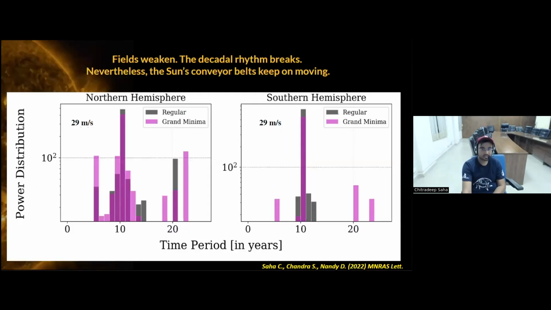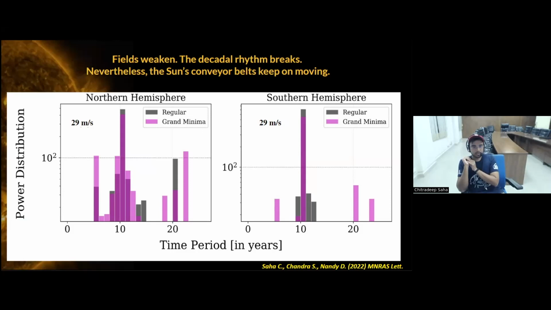And let's do that. On the left panel, the results are for the northern hemisphere. On the right panel, the results are for the southern hemisphere. In pink, you see the dynamics during solar grand minima. Actually, this is a result which encapsulates all those grand minimum phases, chunk by chunk. And in black, you see the power stored in various frequency, or periodicity, channels during the regular activity phase.